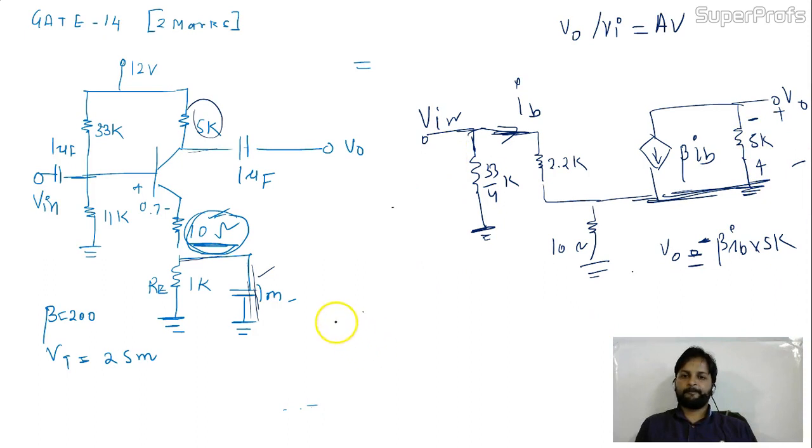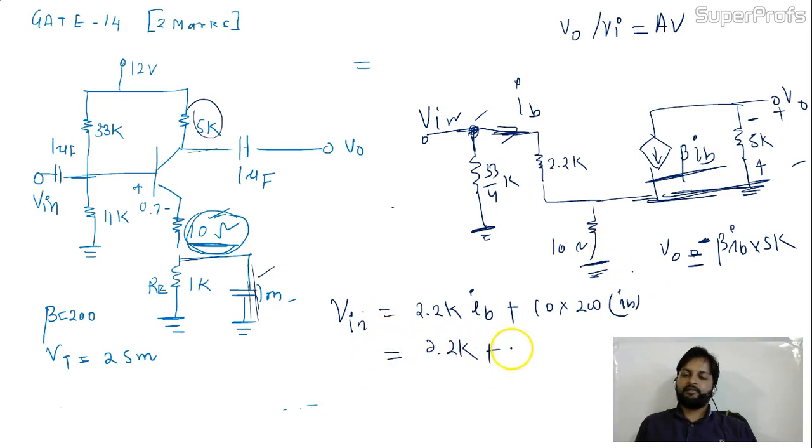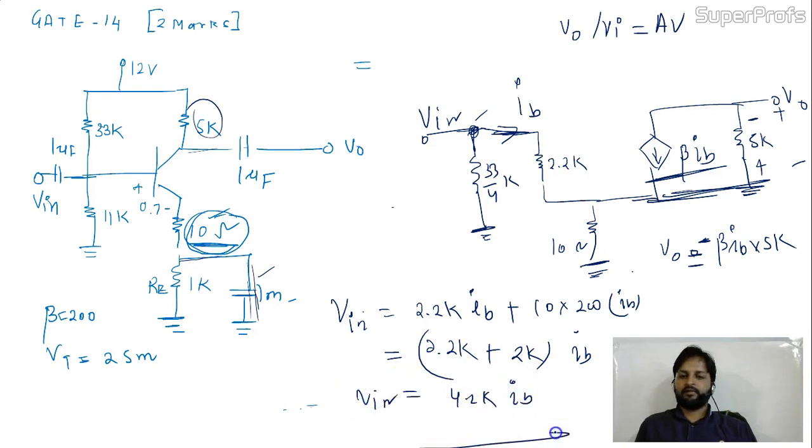Come to the V in. For V in, the simple procedure is to start from this point and go to ground. So V in is nothing but 2.2K of IB plus this 10 into beta, and this is 200 IB. So it is 2.2K plus 2K IB. So it is 4.2K IB. This is V in.